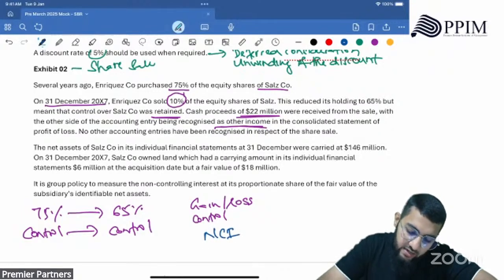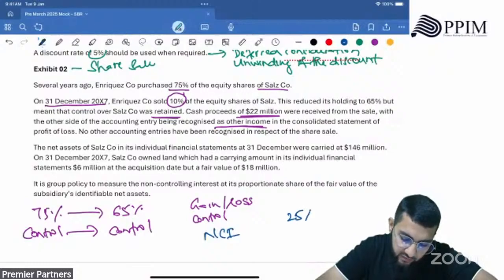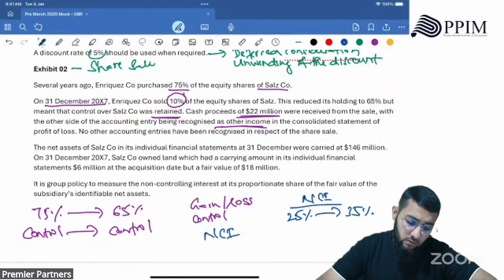So NCI, just like the control has gone down from 75 to 65, NCI has increased from 25 to 35%. That's your NCI adjustment. Okay? So that's a wrong entry that you have to correct.